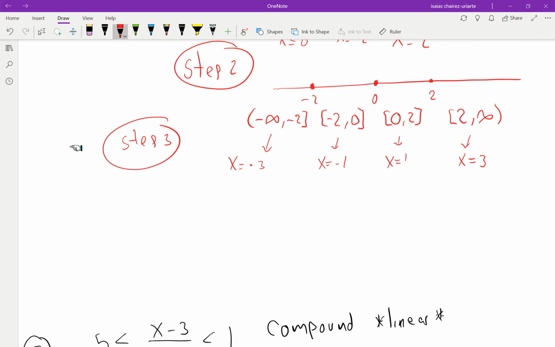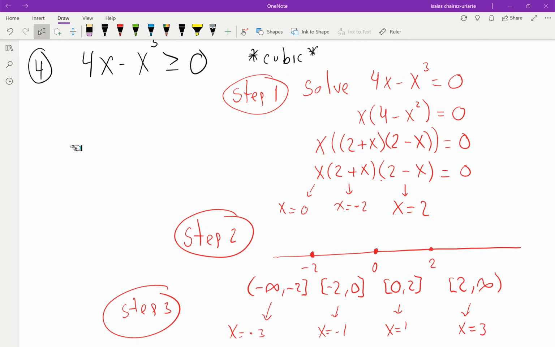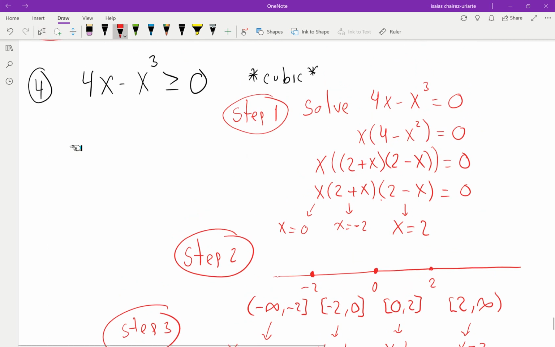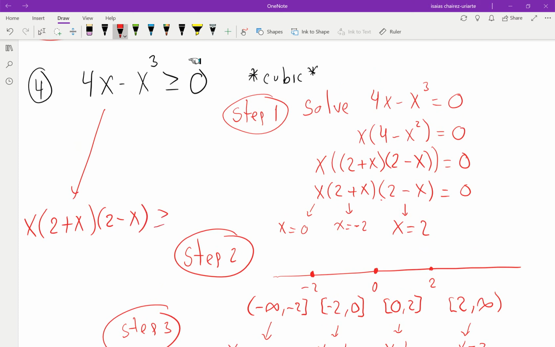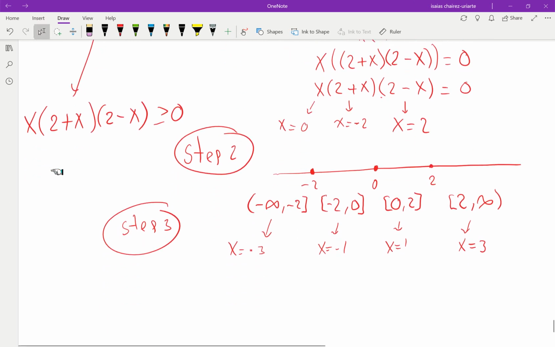And then I've got to test them into my inequality. Right now you can think of the inequality as being this. Originally it was this cubic inequality right here, but I'm going to rewrite it over here in factor form. In factor form it looks like this: x times 2 plus x times 2 minus x bigger than or equal to 0. It's the same thing. I just like this version a little bit better because it's easier to test things into.